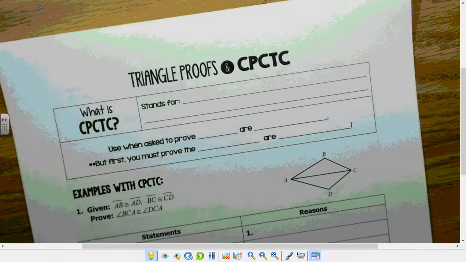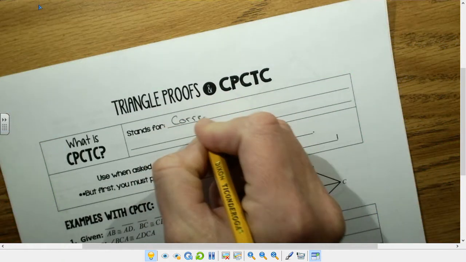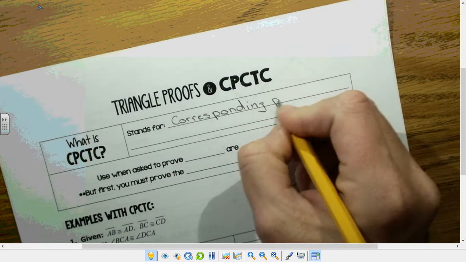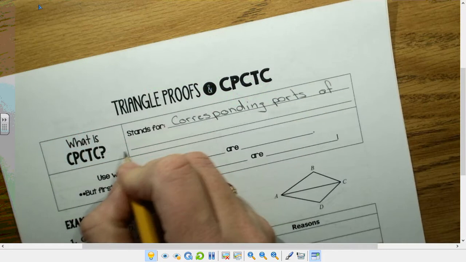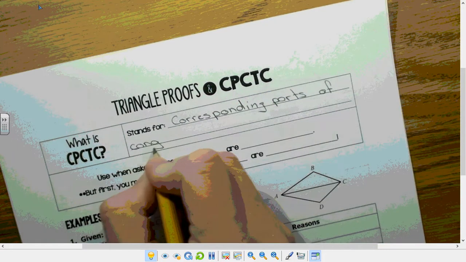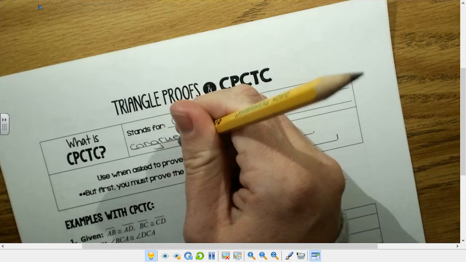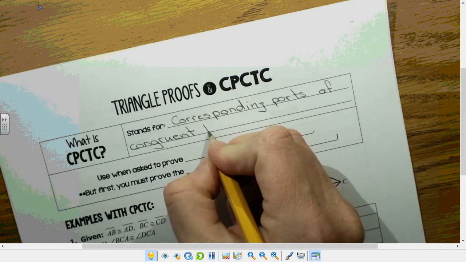CPCTC. What that stands for is corresponding parts of congruent triangles are congruent. See, always good to use pencil in math.